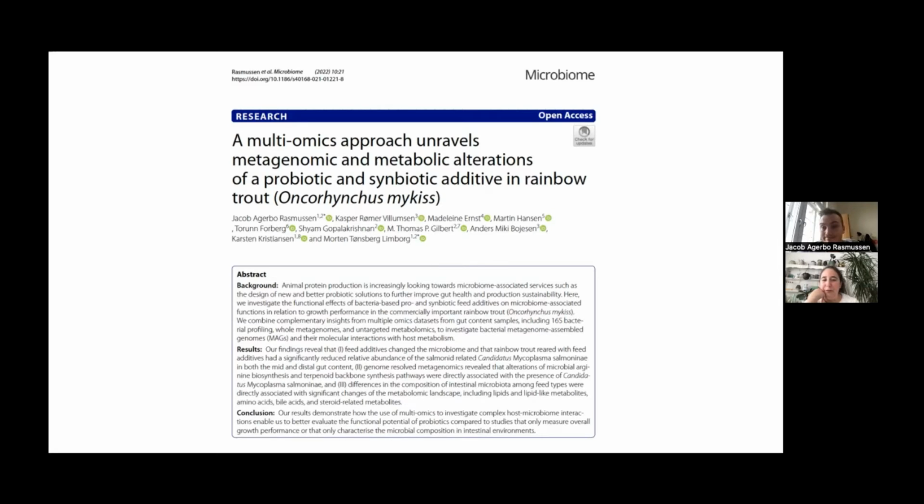Yep. Again, very simple explanation, but I know it is a lot of work and a lot of samples, and also then at the end a lot of bioinformatics to go with analyzing all the different layers.